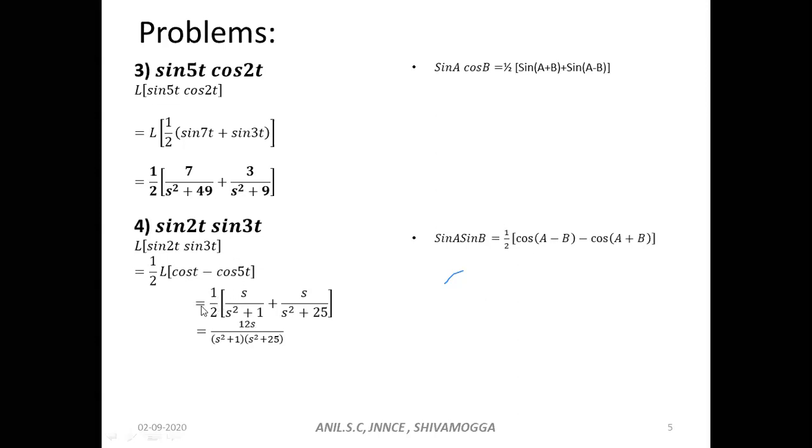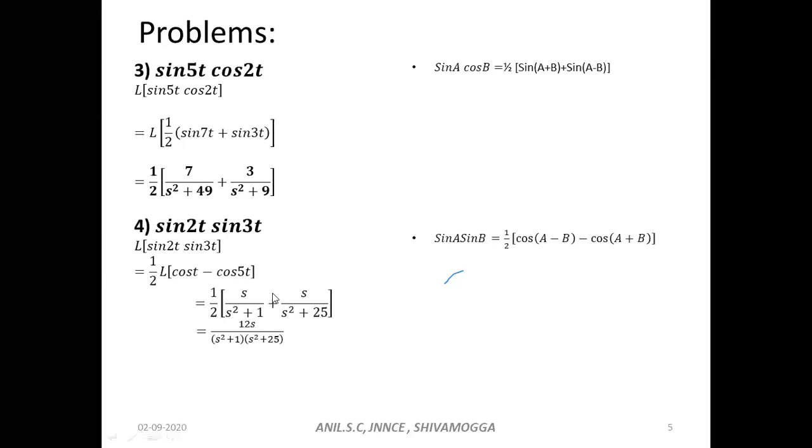Therefore, this is equal to half into, using the linearity property, Laplace transformation of cos t. Here a is 1, and Laplace transform of cos at is s divided by s square plus a square. Here a is 1. Therefore, s divided by s square plus 1. Minus, this is not plus, this is minus. Laplace transform of cos 5t is s divided by s square plus 5 square. 5 square is 25.